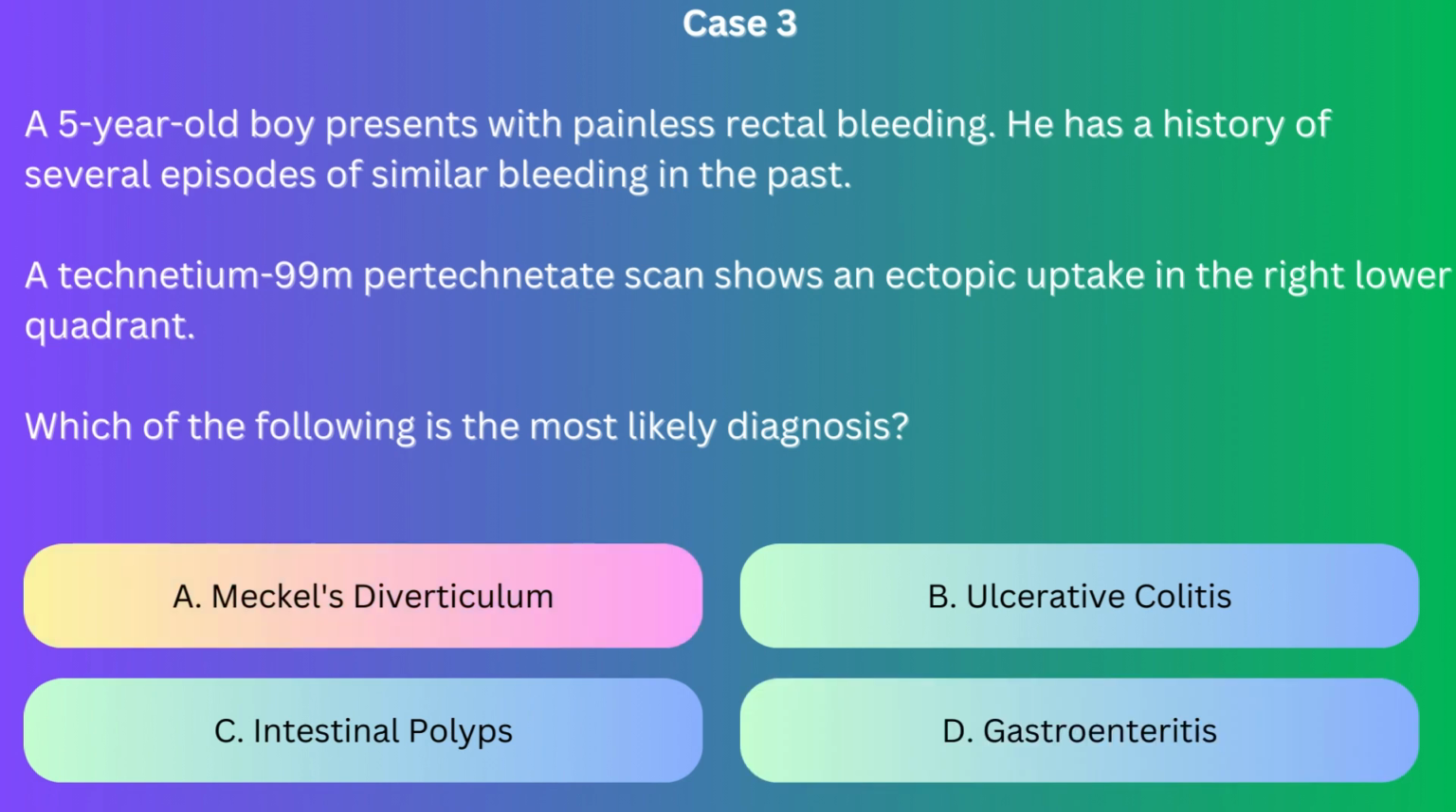Meckel's diverticulum is a congenital condition caused by the incomplete obliteration of the vitelline duct. It can lead to painless rectal bleeding, often in young children. The technetium scan, or Meckel's scan, is a specific diagnostic test that shows ectopic uptake in the area of the diverticulum, confirming the diagnosis. This condition is distinct from ulcerative colitis, intestinal polyps, and gastroenteritis, which present with different clinical pictures and diagnostic findings.